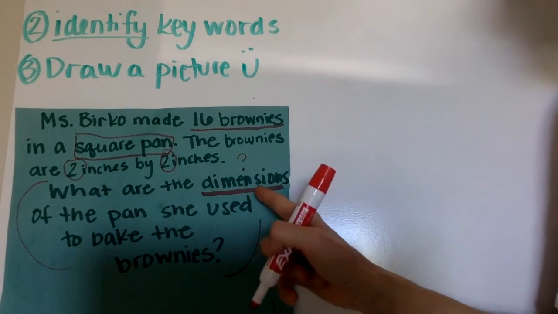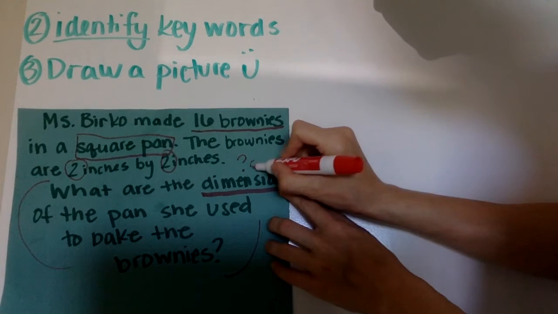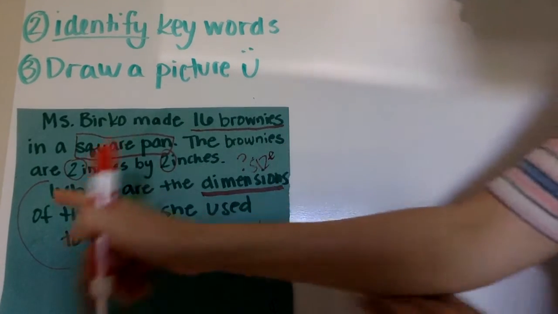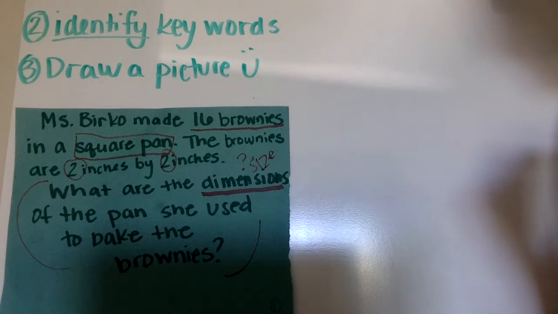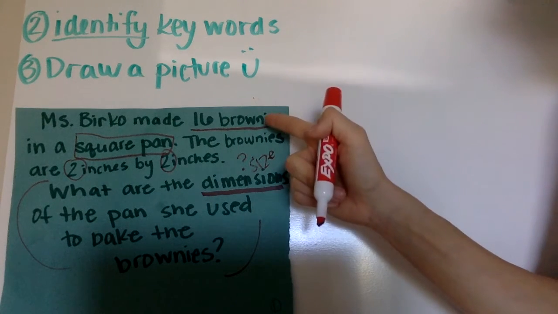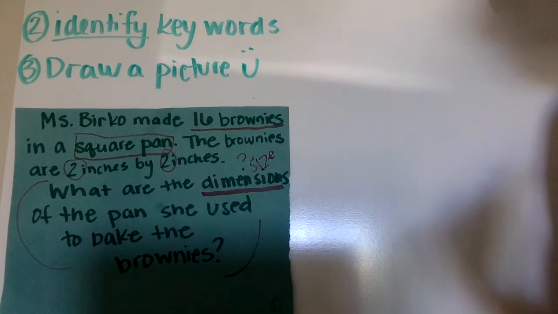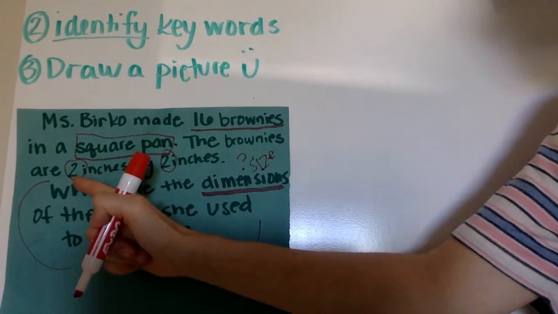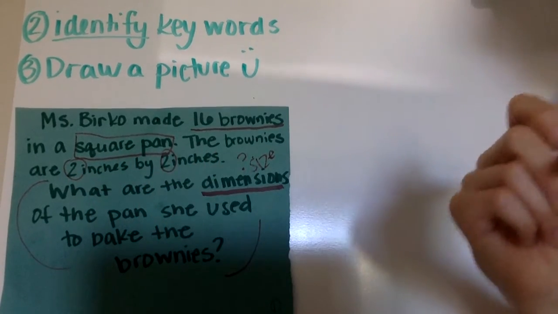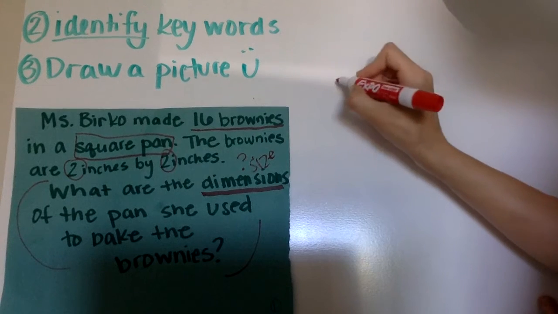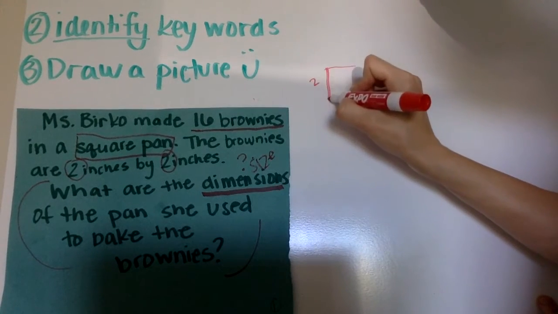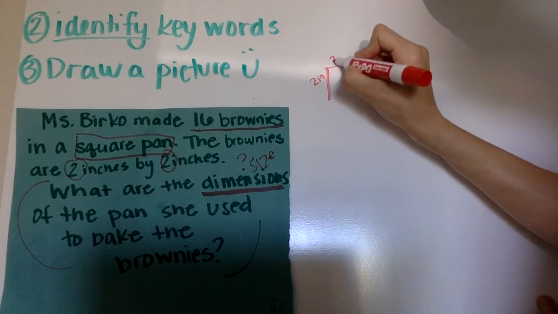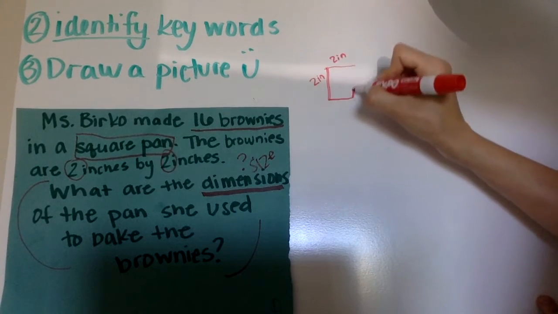What are the dimensions? Remember, dimensions means the size of the pan that I'm using to bake the brownies. So I made 16 brownies in a square pan. Each brownie is 2 inches by 2 inches. 2 inches by 2 inches just means that one side of the brownie is 2 inches and the other side of the brownie is 2 inches.